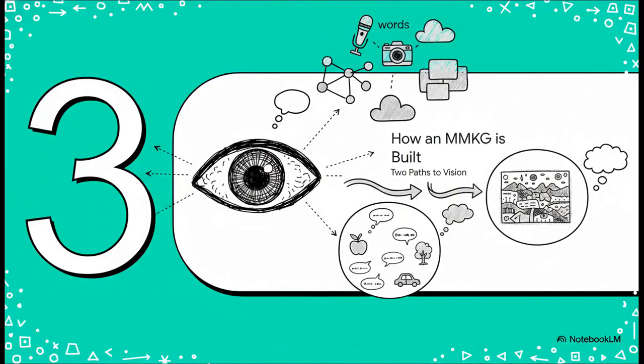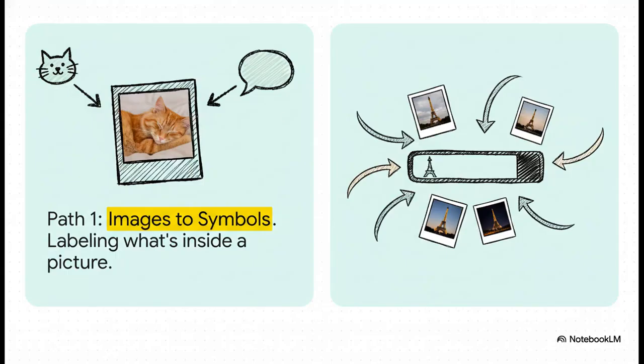So how do we actually build one of these incredible things? Well, it turns out there are two really fascinating and kind of opposite ways to teach an AI how to connect words and images. You can go one of two ways. You can start with a picture and ask the AI, hey, what do you see here? That's going from images to symbols. Or you can do the reverse. You start with a word, like dog, and tell the AI, go find me pictures of this thing. That's going from symbols to images.